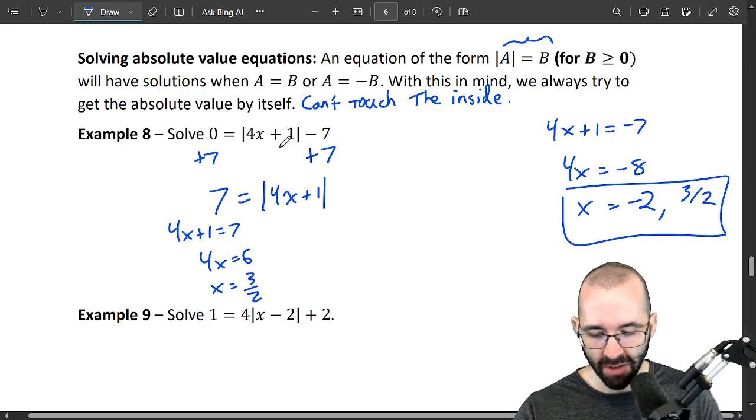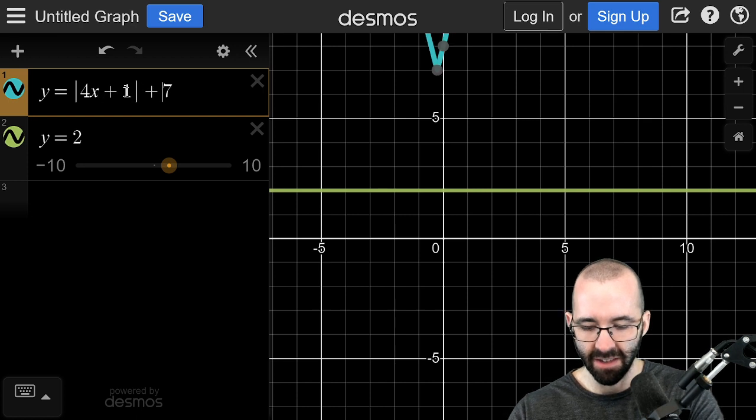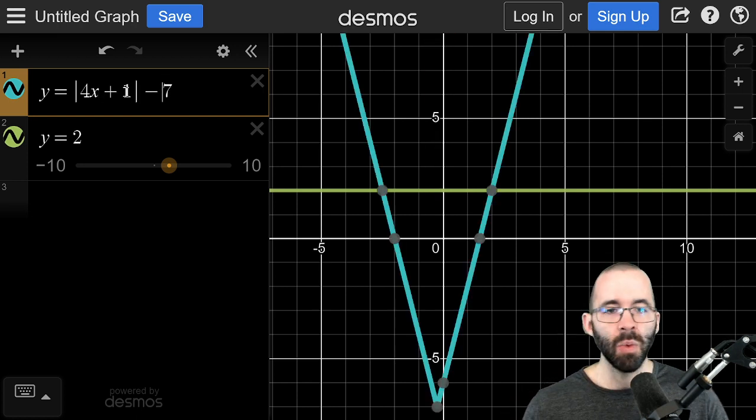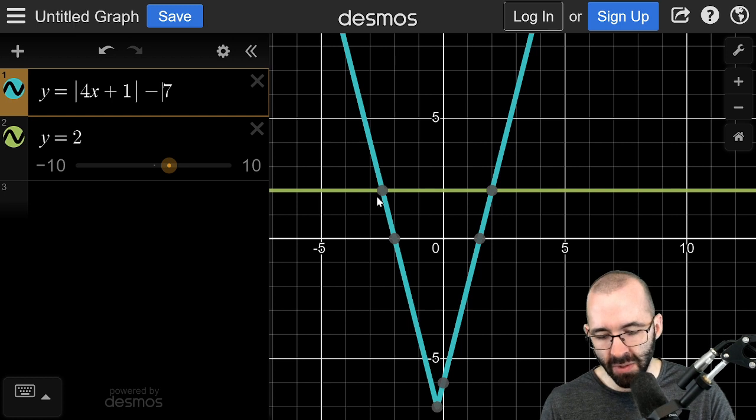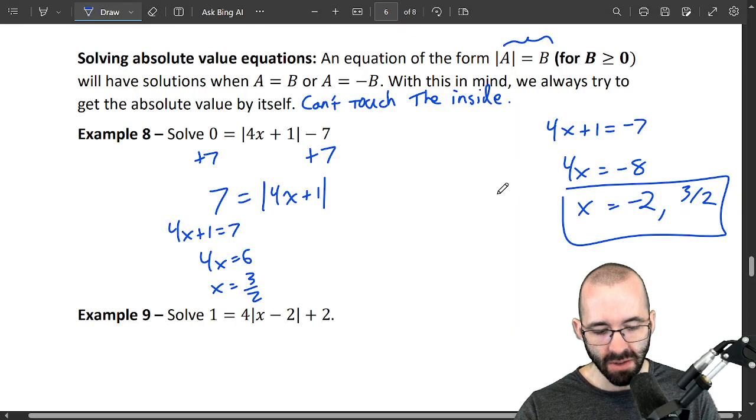Oh, I think I typed it in wrong. 4x plus 1 minus 7. When is that equal to 2? Well, when our input's negative 2.5, and when our output is 2.